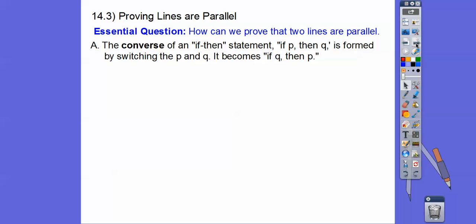So a converse, you guys, a converse of an if-then statement. Let's say I had "if P then Q." The converse is formed by switching the P and the Q part, so it becomes "if Q then P." And you're thinking, what? Okay, so for example, here's an if-then statement.